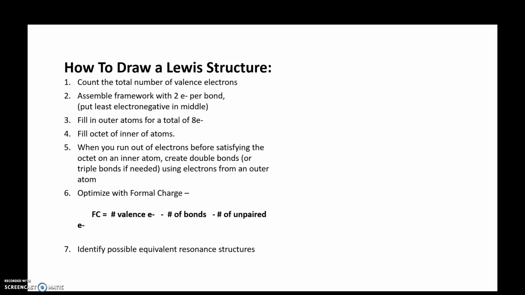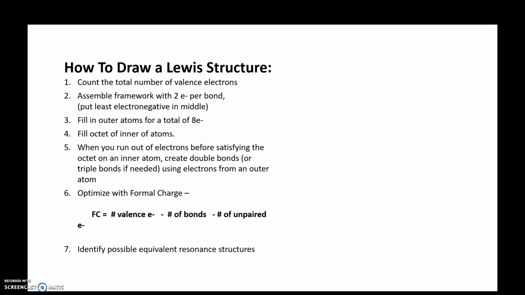Number 2, assemble a framework of atoms with 2 electrons per bond. Step 3, fill in the outer atoms for a total of 8 electrons for an octet. Number 4, after filling the octet of the outer atoms, fill the octet of the inner atoms.